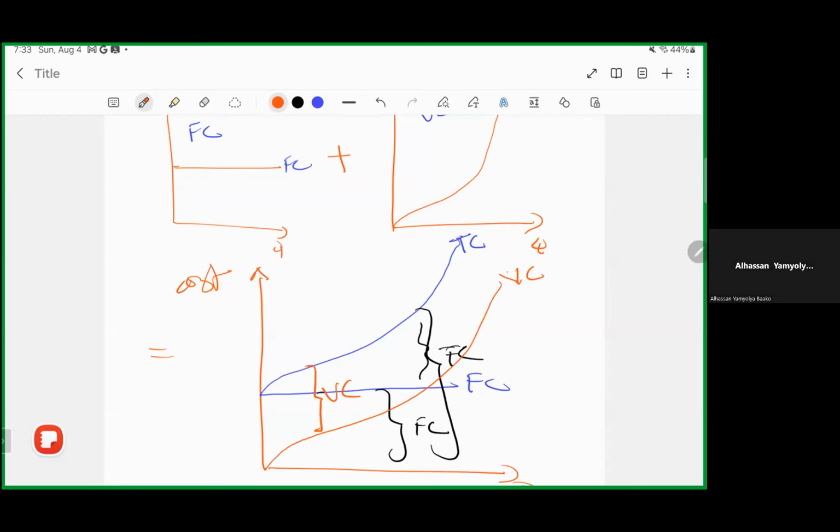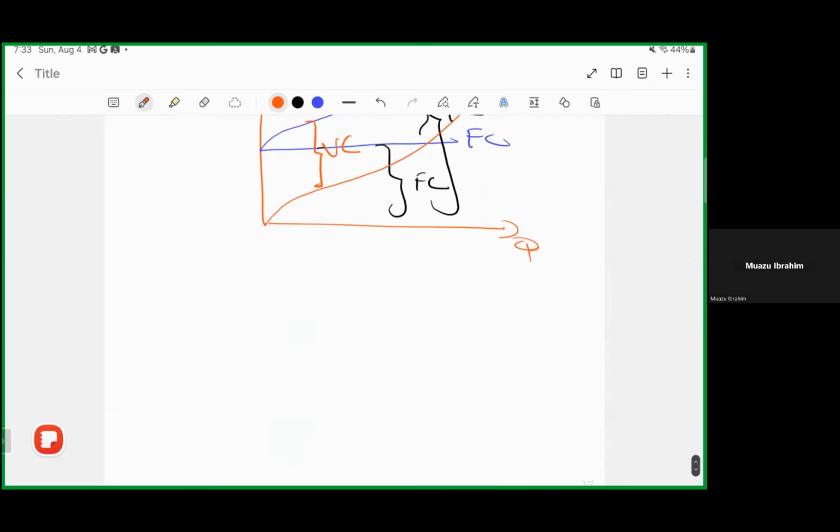So just to make sure you get it more clearly, our total cost curve is given as this. This is output, this is cost. Our total cost curve is given as this. So you should know where it starts.